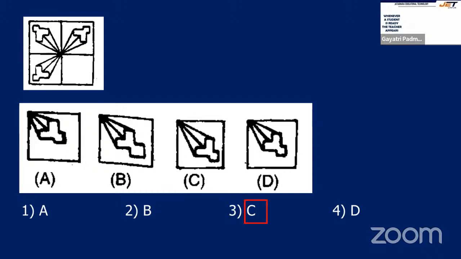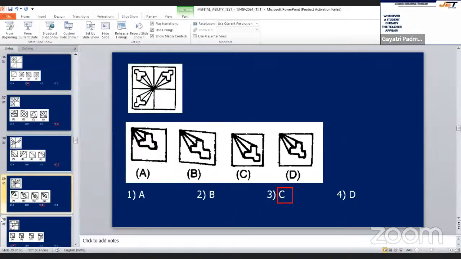Yes, it is over. So your correct option is option C. All right? Yes, it is option C. Right, see the next question.